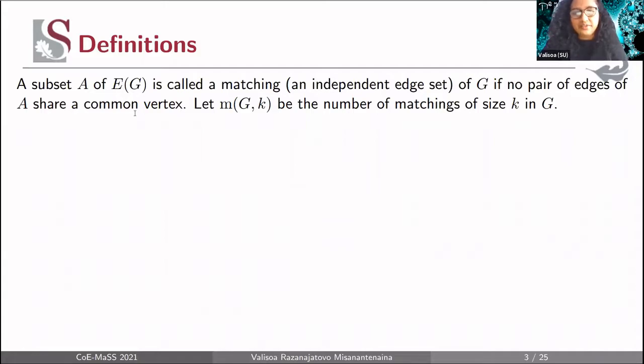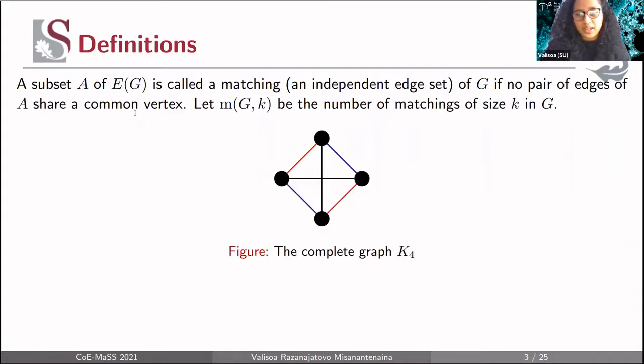And similarly, a subset A of the set of edges is called an independent edge set or matching if no pair of edges of A share a common vertex. And we denote M_G(k) the number of matchings of size k in G. If you look at this graph, this is a complete graph, so all the edges are there, and it has 4 vertices as well.